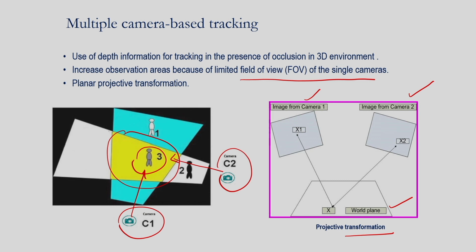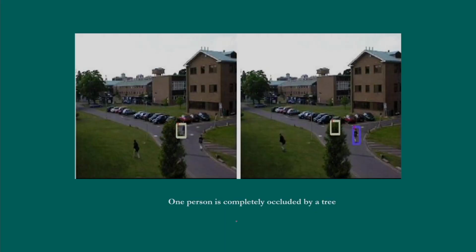And another advantage is that because the field of view will increase, the occlusion can be handled in a multiple camera based system. In case of the single camera based object tracking system, the problem is the occlusion, but in case of the multiple camera based system, since the field of view increases, the problem of the occlusion can be partially eliminated. In this example you can see one person is completely occluded by a tree, and this is one view of the camera and this is another view of the camera. Maybe in the another view the person is visible. So that is why the occlusion problem can be partially resolved by considering multiple camera based systems.